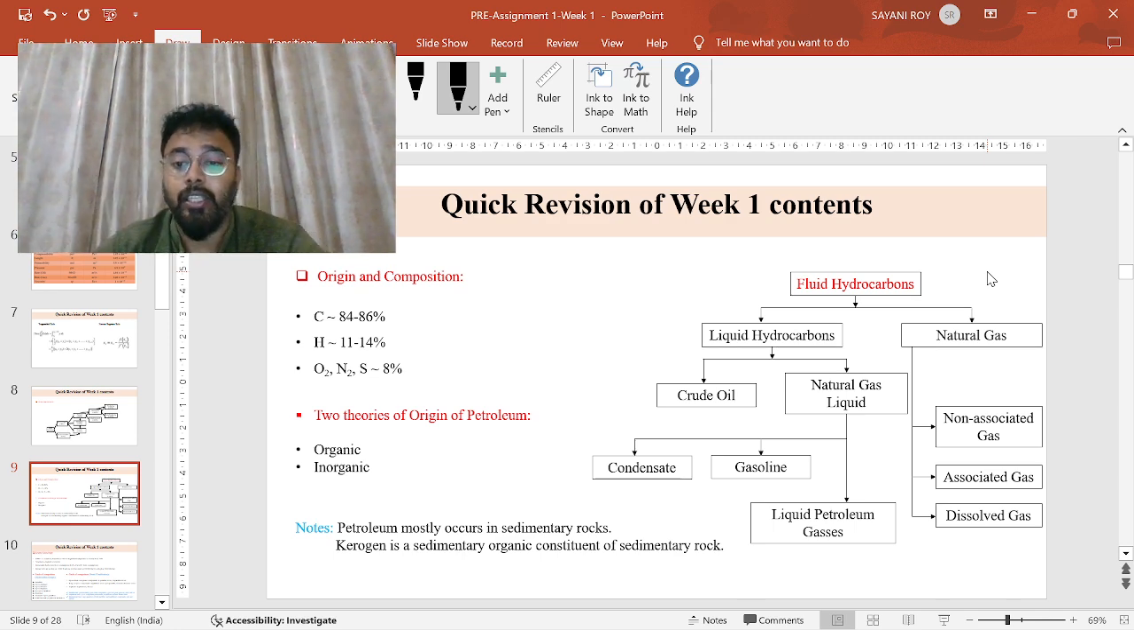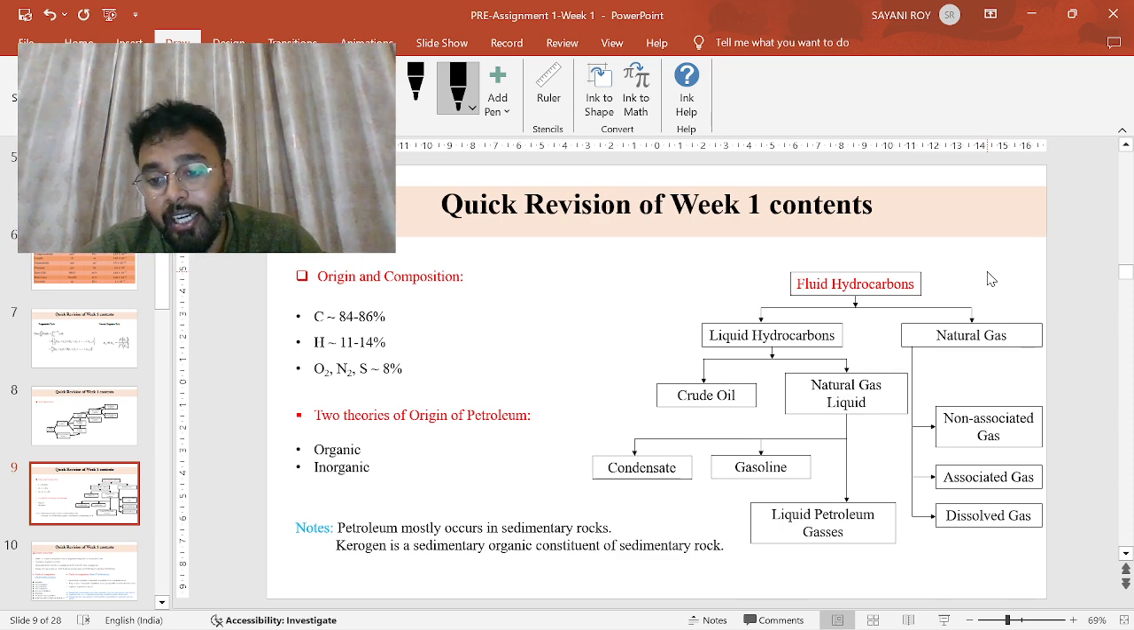Fluid hydrocarbon is the main aim of our course and of our petroleum industry. This can be classified into liquid hydrocarbons and natural gas. Liquid hydrocarbons can again be classified into crude oil and natural gas liquid. Natural gas liquid can again be classified into condensate, gasoline, and LPG.